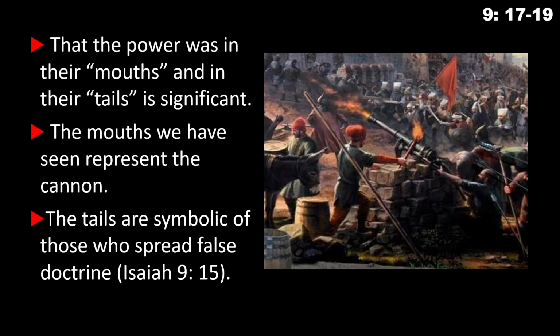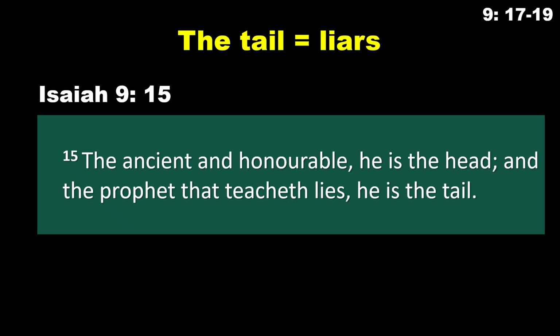That the power was in their mouths and in their tails is significant. The mouths we have seen represent the mouths of the cannons. Another view is that the tails are symbolic of those who spread false doctrine. That's from the book of Isaiah, chapter 9, verse 15.